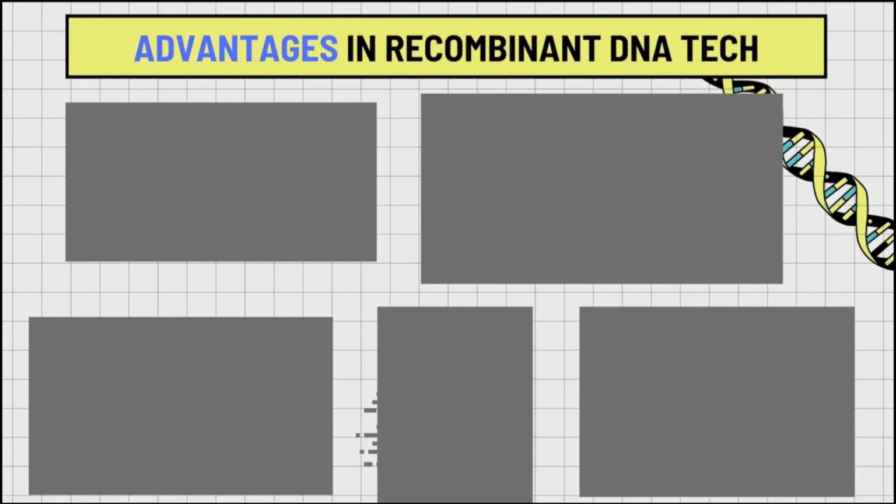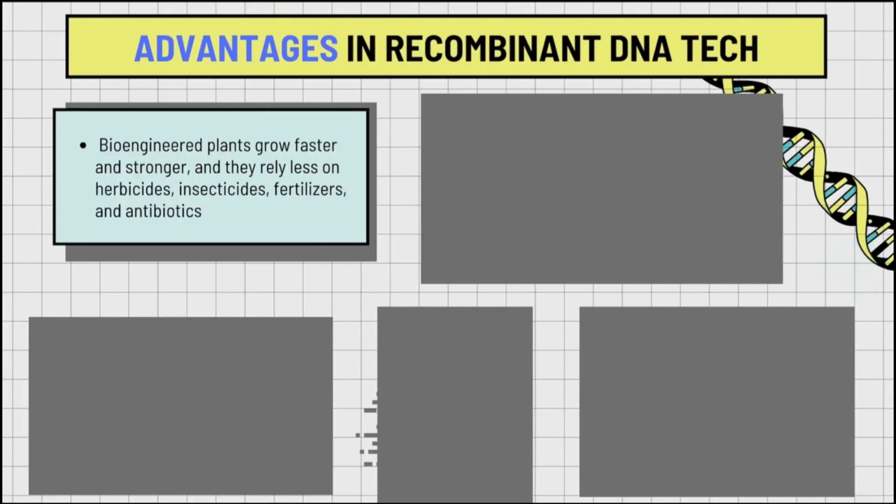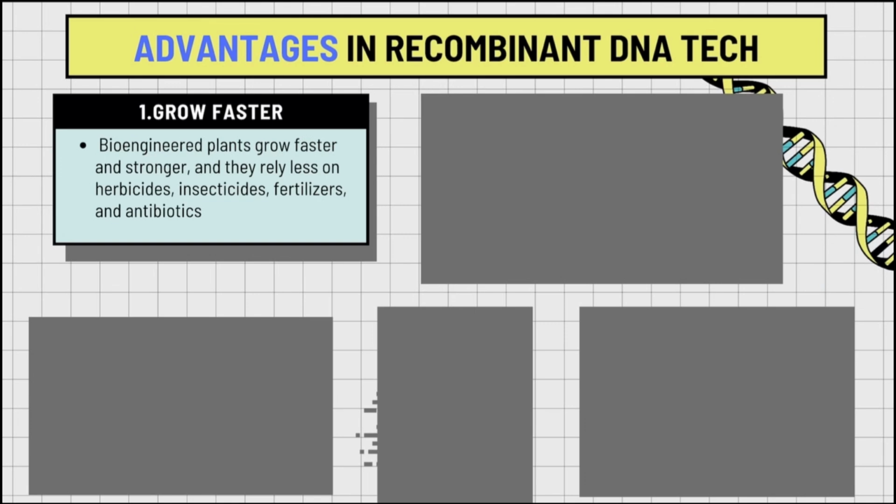Recombinant DNA technology has a lot of advantages. First, it grows faster. Bioengineered plants can grow at a faster rate and develop stronger, more resilient structures. They also require fewer chemical inputs such as herbicides, insecticides, fertilizers, and antibiotics, making them more efficient for agriculture.